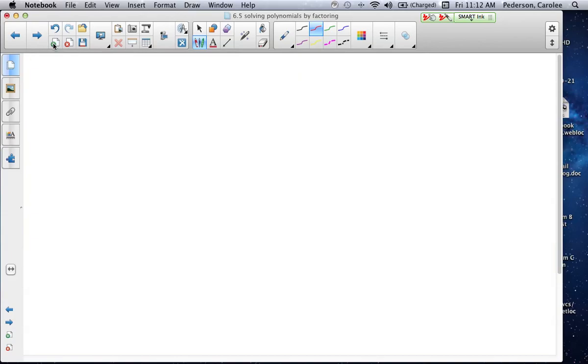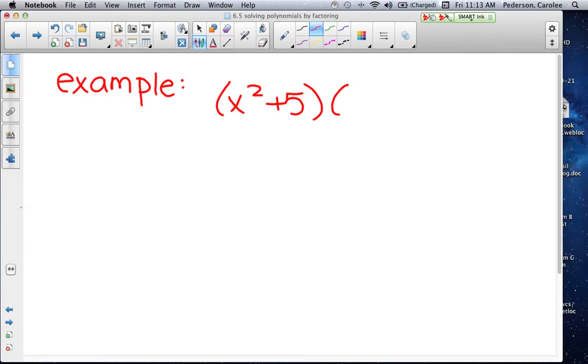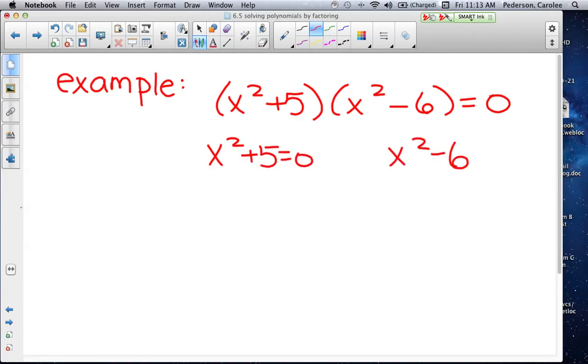Okay, this example, let's say we get to factoring, and it looks like this. We have x squared plus 5, and then x squared minus 6. So we've done the T-chart already. And then we break it off into its factoring. So we'd say x squared plus 5 equals 0, and then x squared minus 6 equals 0.